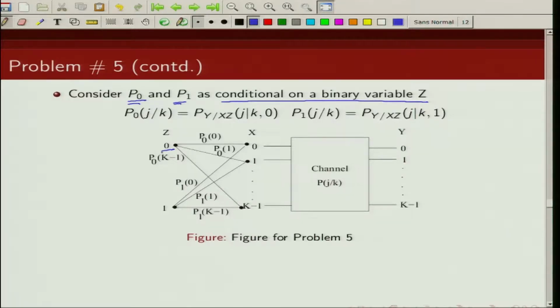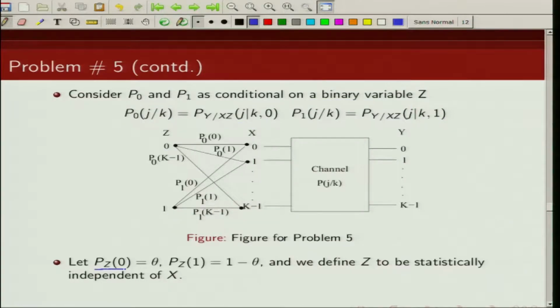So we have a binary random variable z which takes values 0 and 1, and P0 can be written as the probability of y given x and z, where z is 0, and P1 can be written as the probability of y given x and z, where z is 1. Let P of z being 0 be theta, so P of z being 1 will be 1 minus theta, and z is considered to be statistically independent of x.